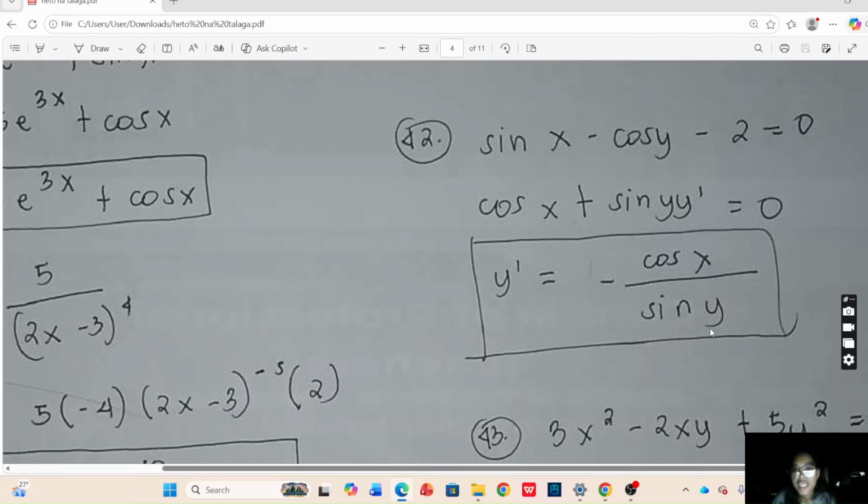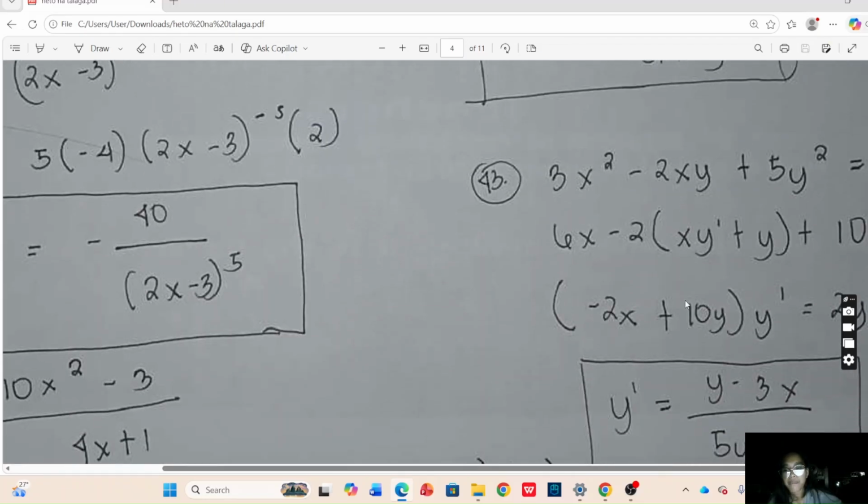Now we have number 42. We have the function sine x minus cos y minus 2 is equal to 0. Again, in this kind of problem, we can apply implicit differentiation. So differentiate sine x to obtain cosine x. Then differentiate negative cosine y carefully using the chain rule. Then the derivative becomes sine y multiplied by y prime. So the equation is equal to 0, and we have to solve for y prime. That's why our final derivative would be y prime is equal to negative cos x divided by sine y.